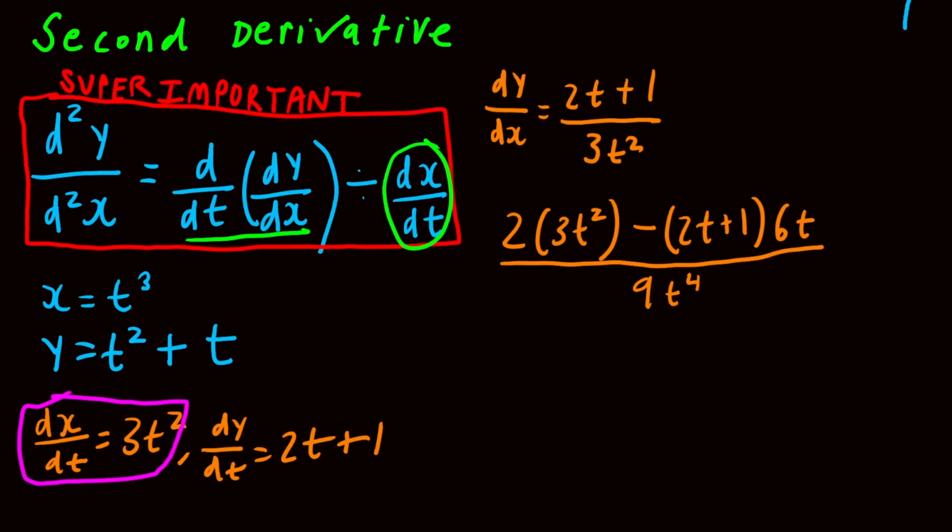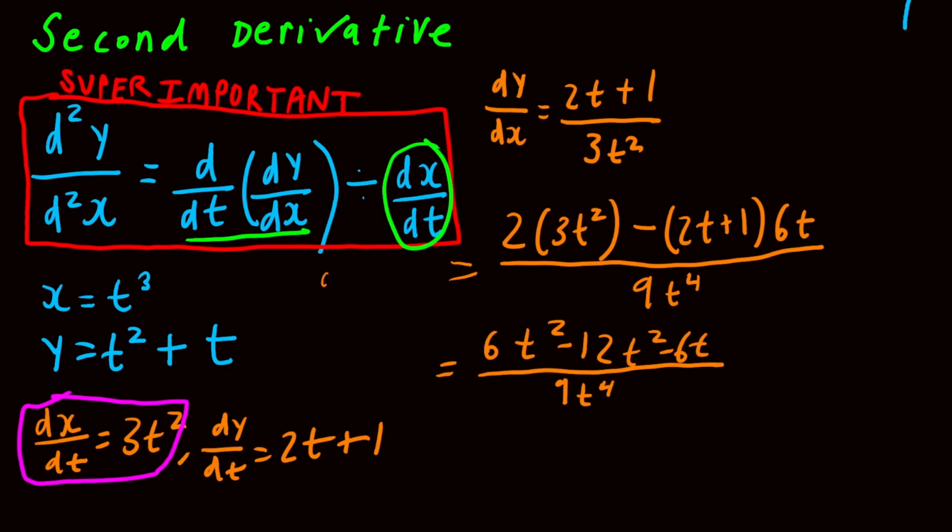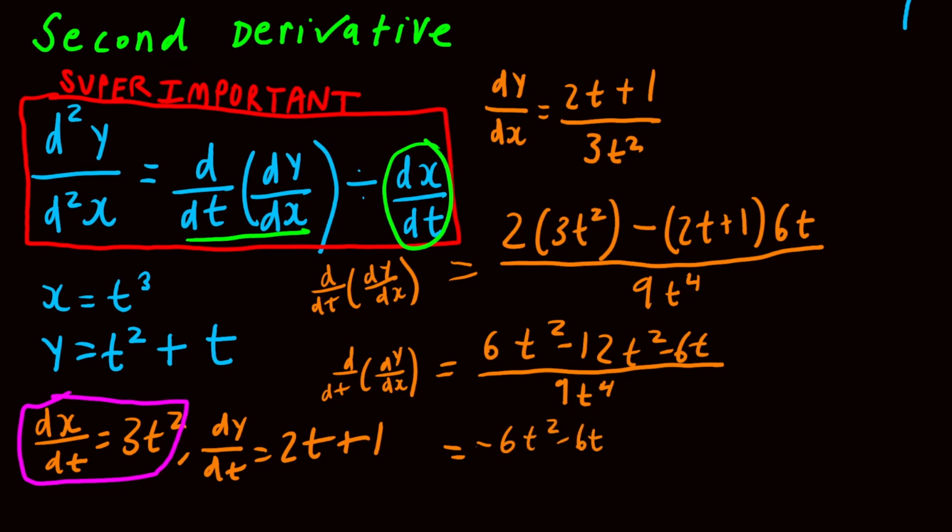Make sure you're comfortable with the quotient rule. So let's simplify the numerator a little bit. This would be 6t squared minus 12t squared minus 6t over 9t to the 4th. And this is the second derivative. This is really messy. This is just d/dt of dy/dx. Now we can simplify this even further: minus 6t squared minus 6t over 9t to the 4th.